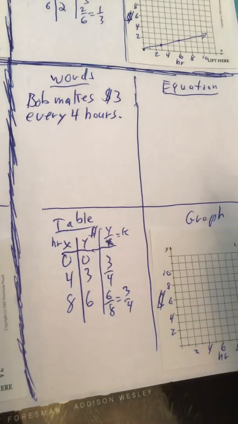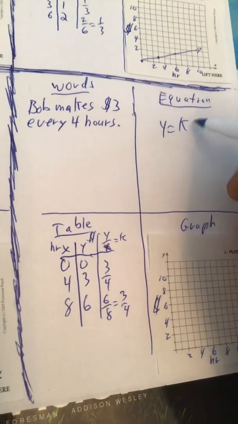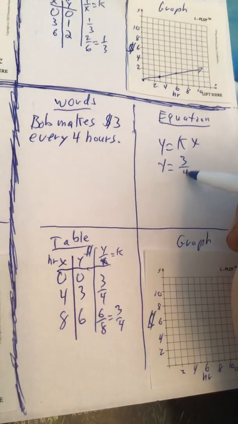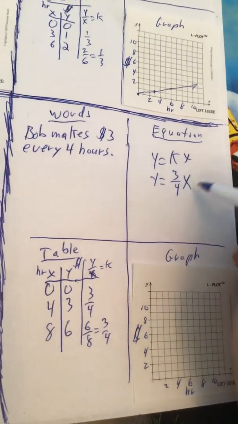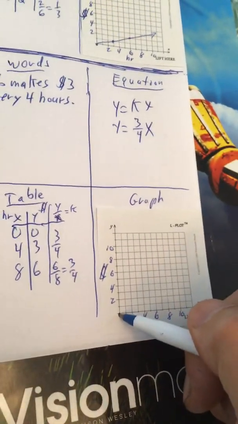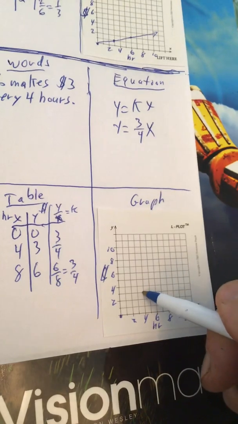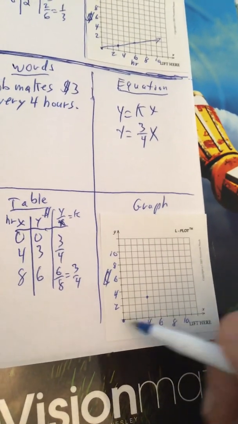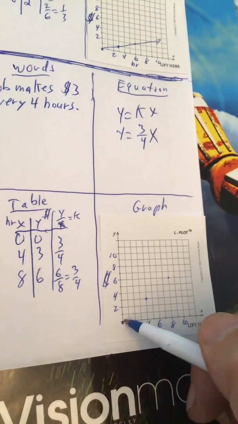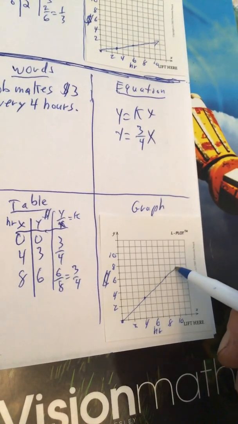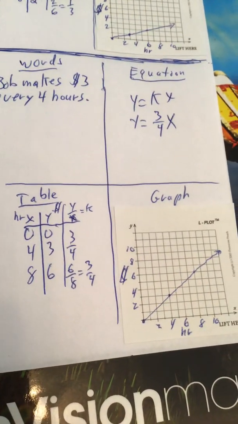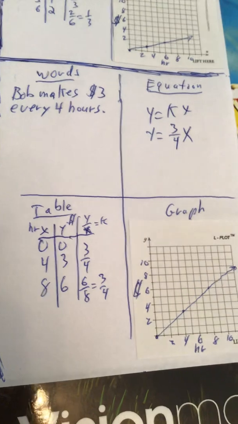Here, y equals kx, so y equals 3/4 x. There's my equation. 0, 0. If you went over 4 up 3, you could see it. That's the same thing as going over 8 up 6. Those will line up. And my line will be straight, and it'll go through the origin.